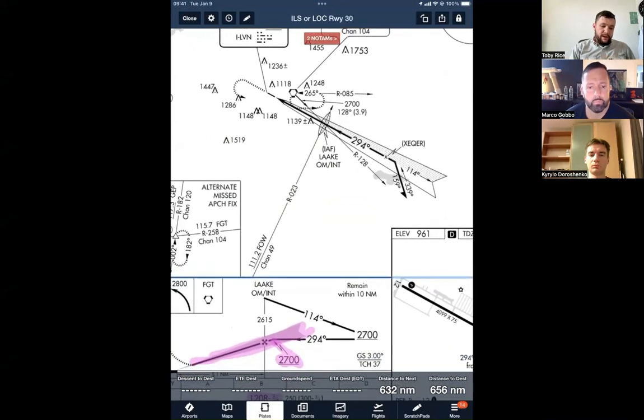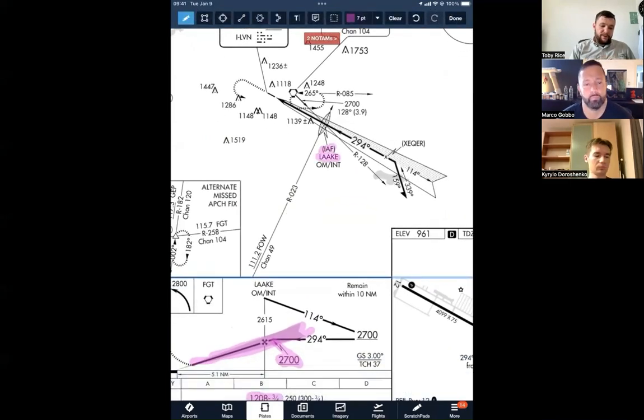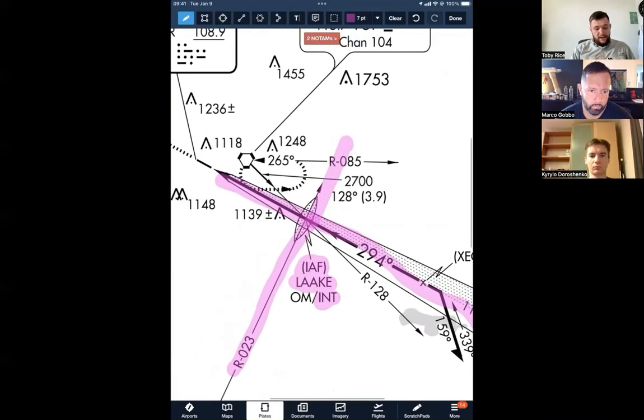So I see here that LAKE is my initial approach fix. It is an intersection from the radial off of this VOR, the 023 radial, where that radial intersects the localizer, as well as where it intersects the 128 radial from this VOR here. So it's a multi-point intersection.